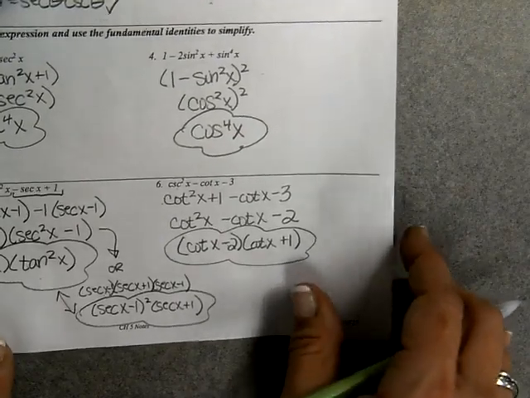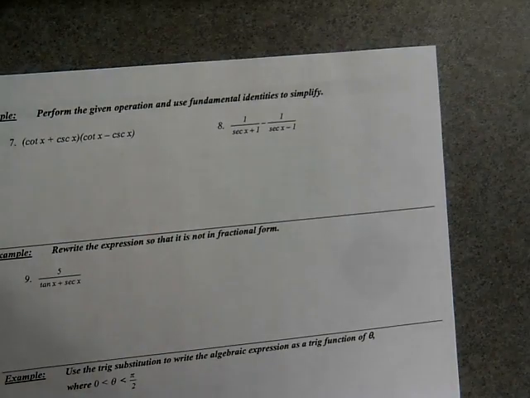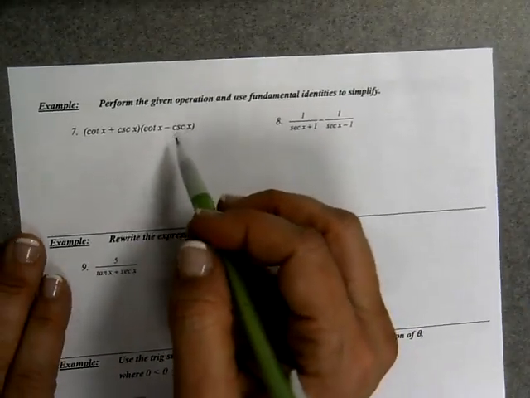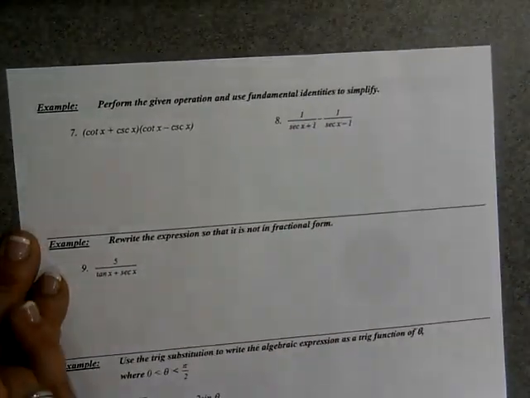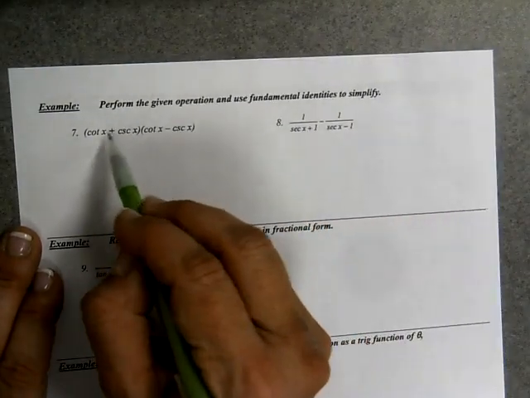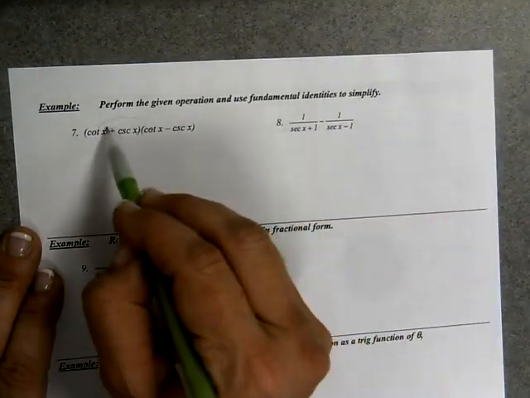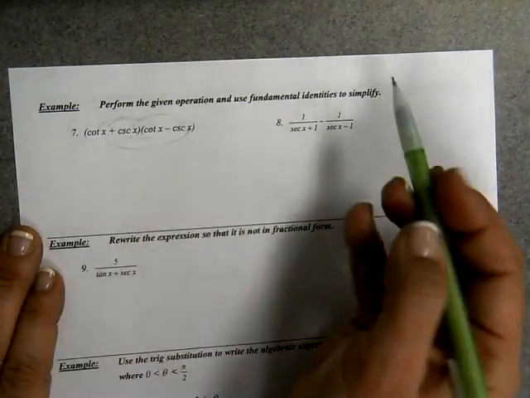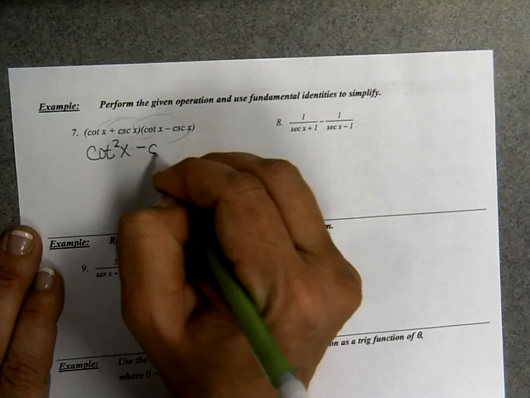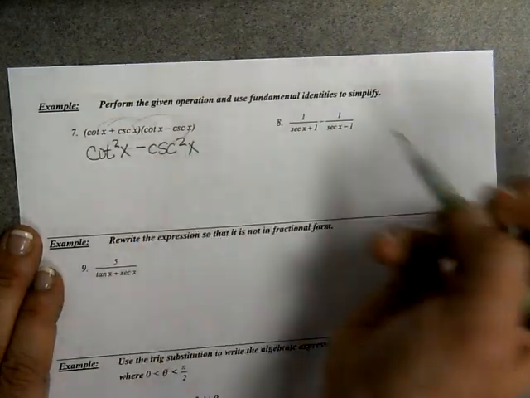Okay? All right. So let's, again, just practice. This is just practice with identities in 5.1 and 5.2. So we're going to perform this operation and use the fundamental identities to simplify. So here, what I could do is I could just start distributing. I see that the outer inner is going to cancel, and I'm left with cotangent squared x minus cosecant squared x.